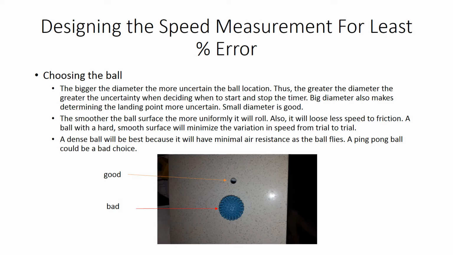If the ball rolls differently each time that we run a trial, we're going to get a lot of variation in the results. So you want a ball that has a smooth, hard surface.